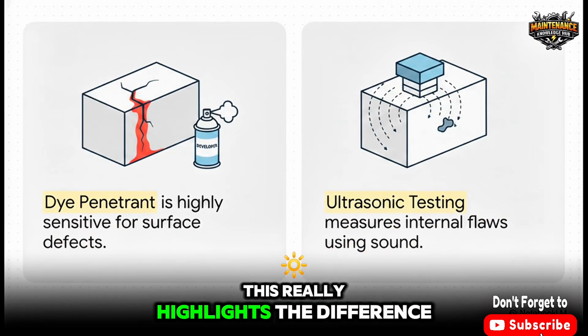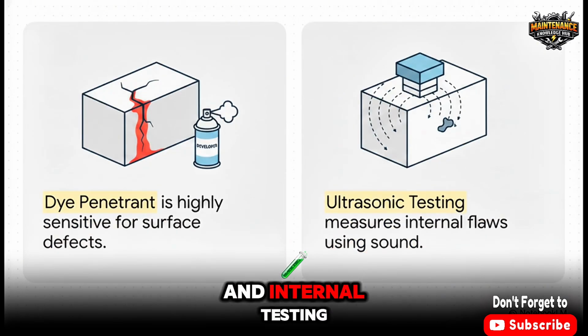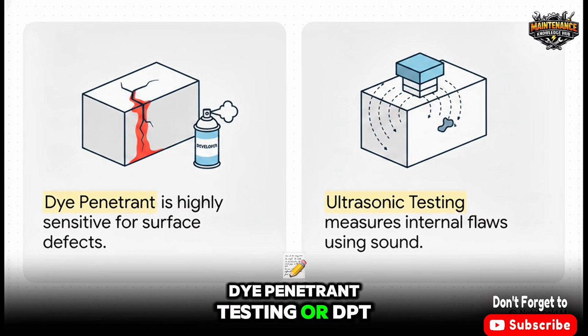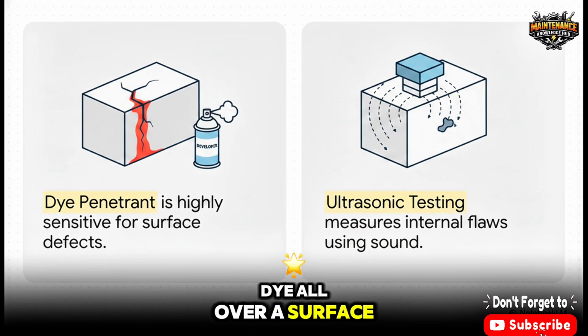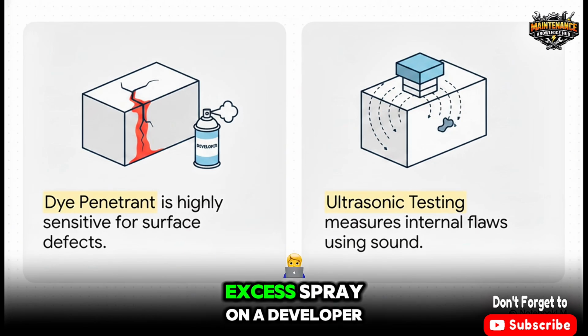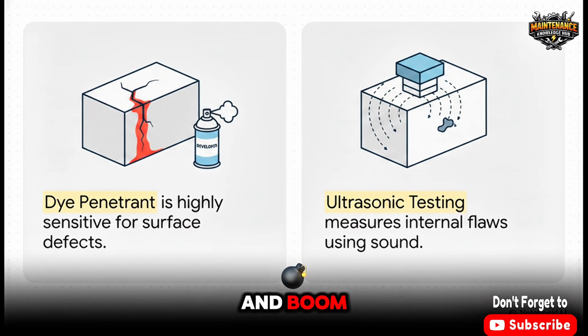Now, this really highlights the difference between surface and internal testing. Dye penetrant testing, or DPT, involves wiping a brightly colored liquid dye all over a surface. That dye naturally seeps into any microscopic cracks. You wipe away the excess, spray on a developer, and boom, those hidden surface cracks brilliantly light up. Super sensitive, but again, surface only.